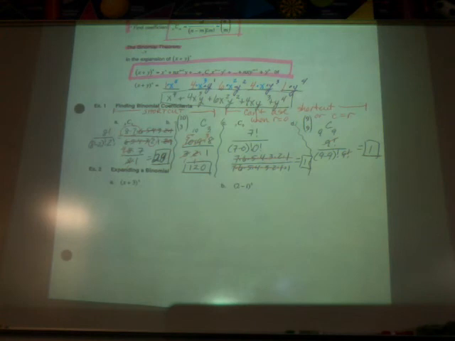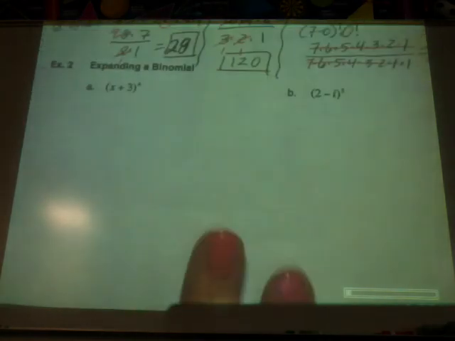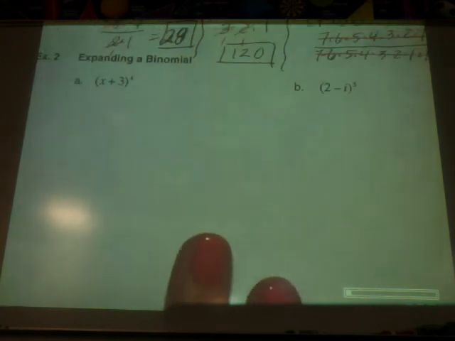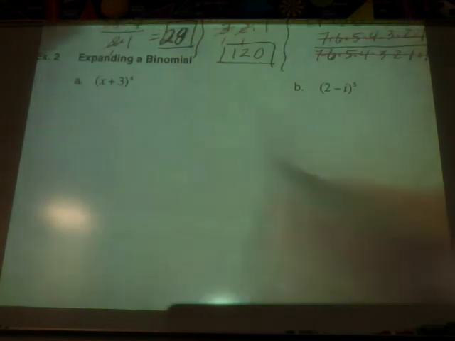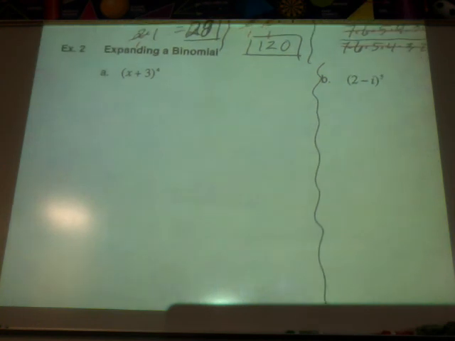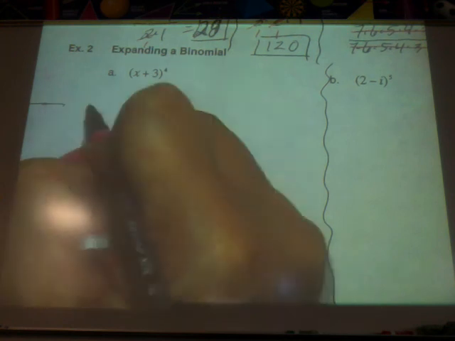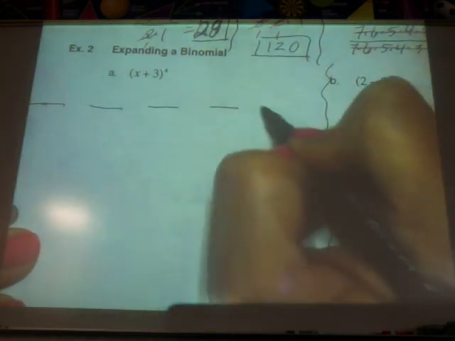So let's expand these binomials. You have to write small. So I do one more. Oh, there we go, one click. All right, so how many terms am I going to have for A? 5. 1, 2, 3, 4, 5.